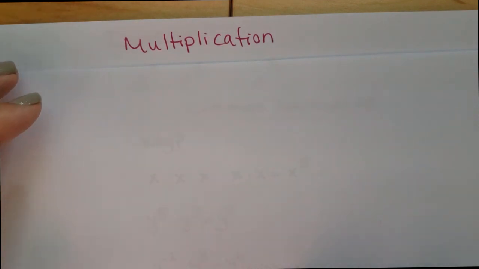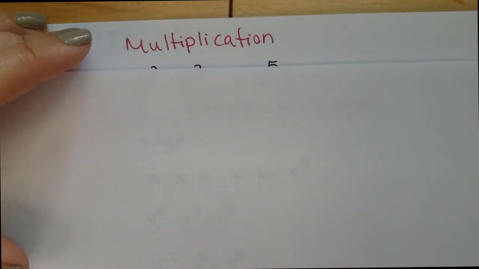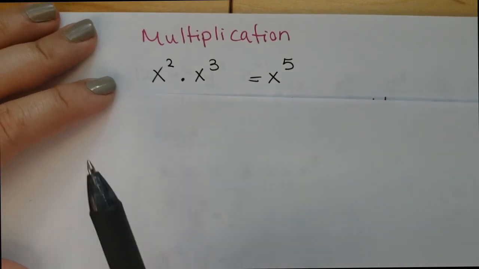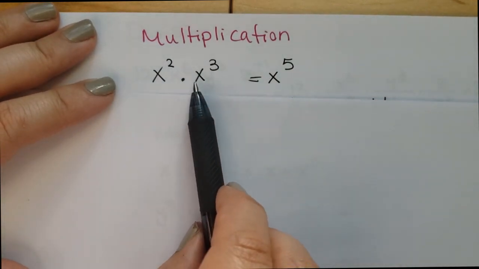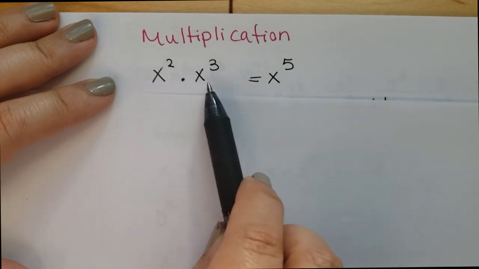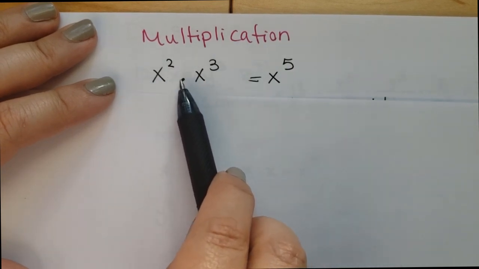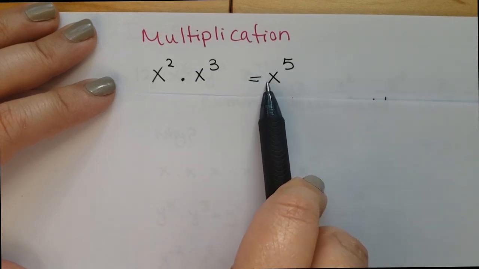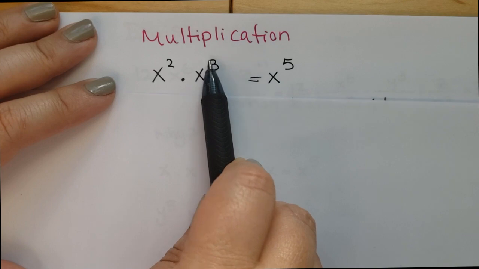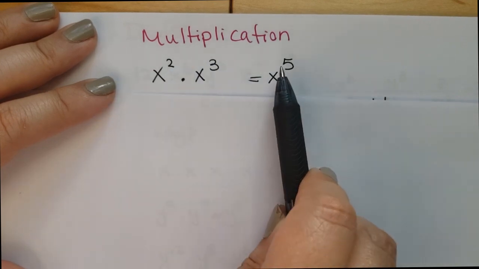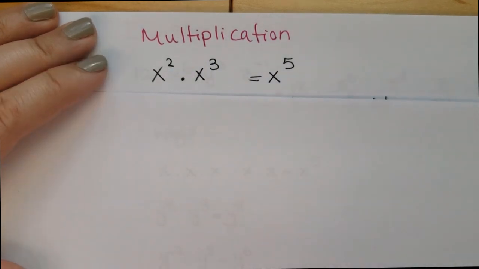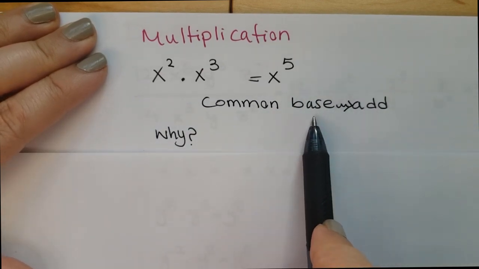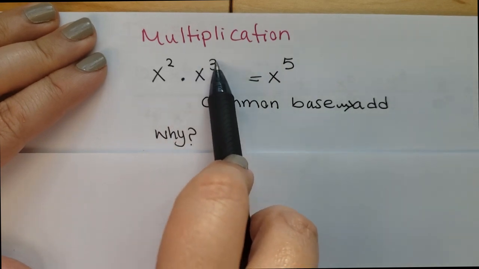So let's start with the most simple rules. Here, let's say I have x to the power 2 multiply x cubed. Both of them have got the same base, so I just write down the base, which is x, and here I add the exponents. So it turns out to 5. And y, okay, so it's common base. I write down the base and I add the exponent.